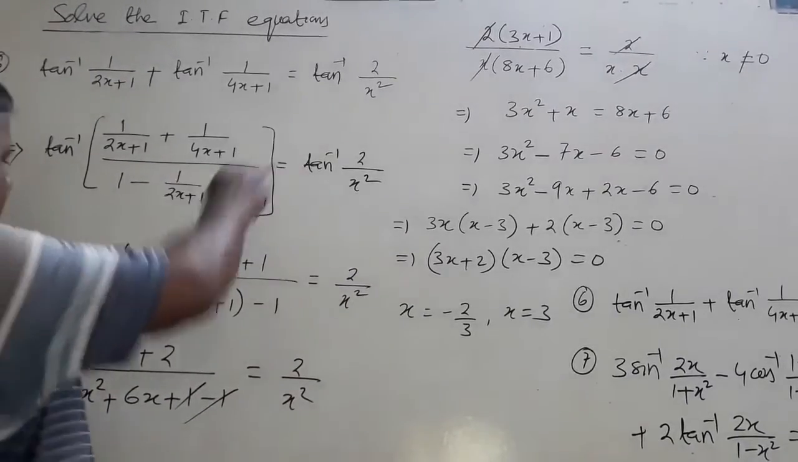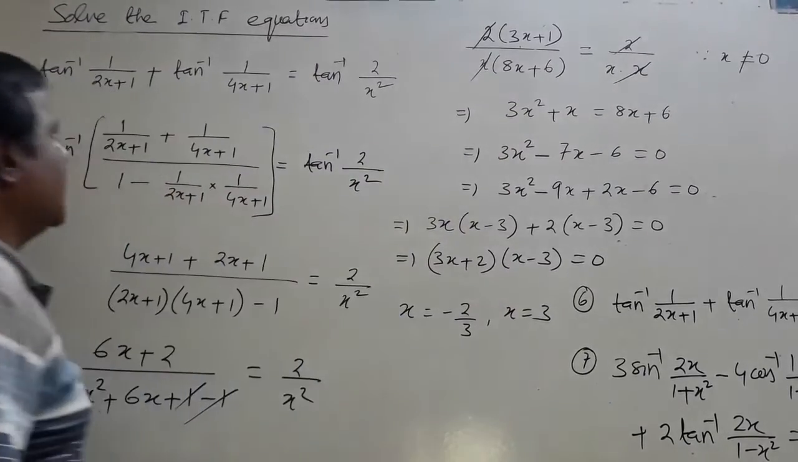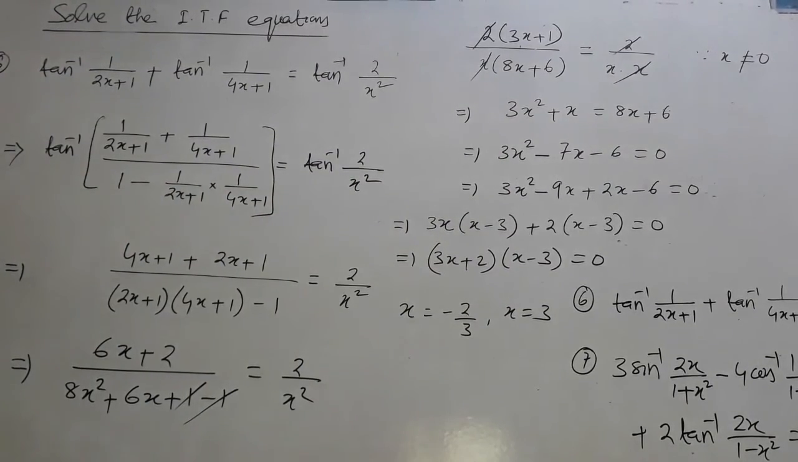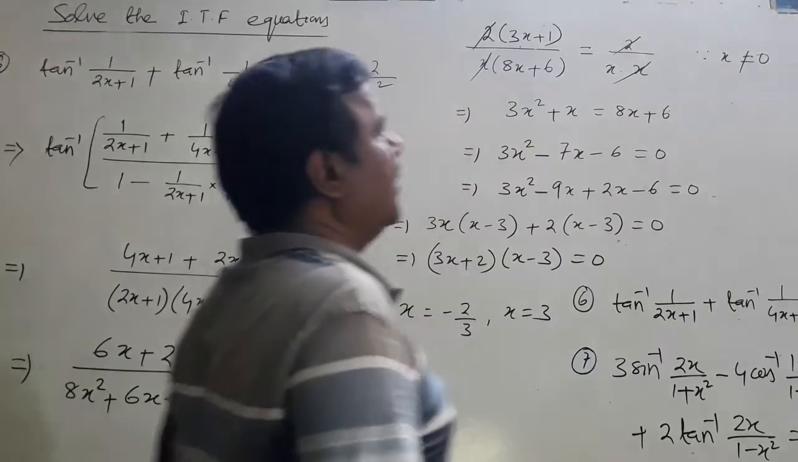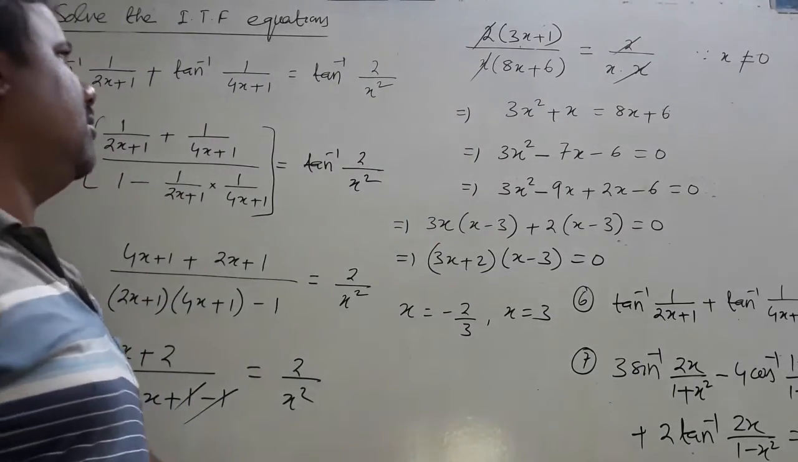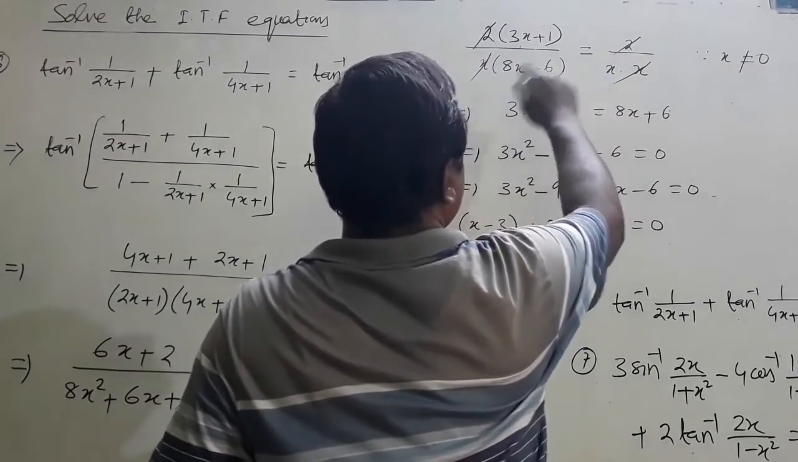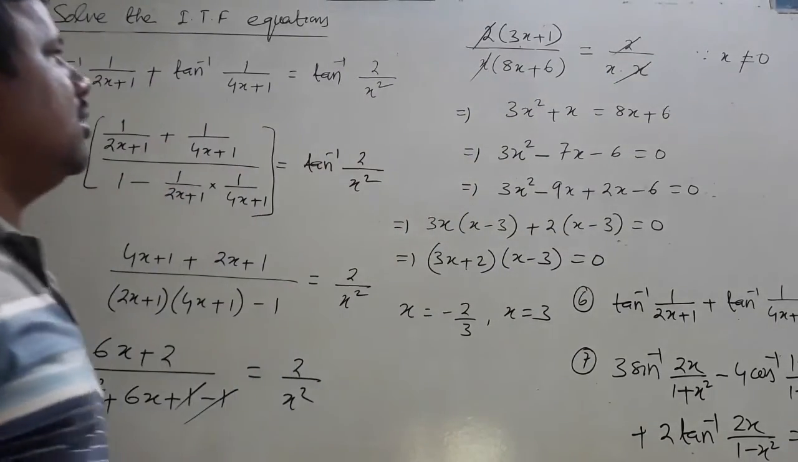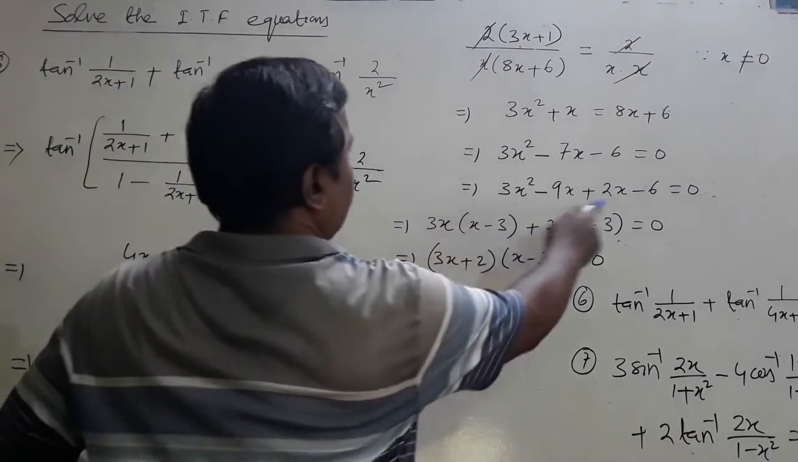Then multiplying, take common 2 in the numerator, and in the denominator take common x. It becomes 8x plus 6, and x will cancel because here we can say x is not equal to 0. If x is equal to 0, then what happens? If x becomes 0, it is not possible, because if the denominator is 0, the result is undefined. So as x is not equal to 0, we cancel. So multiply, and you get to this point.